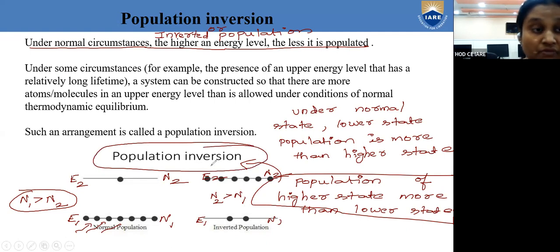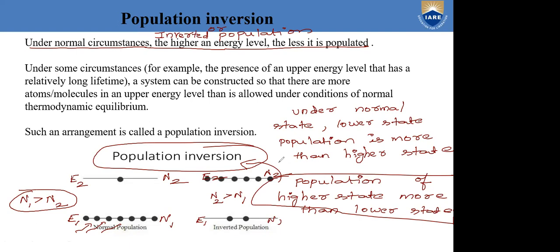One thing you have to understand here is that in order to achieve population inversion, we need to supply external energy. Under normal condition, it is not possible to achieve population inversion. Is it clear, students, what population inversion is? Any doubts?